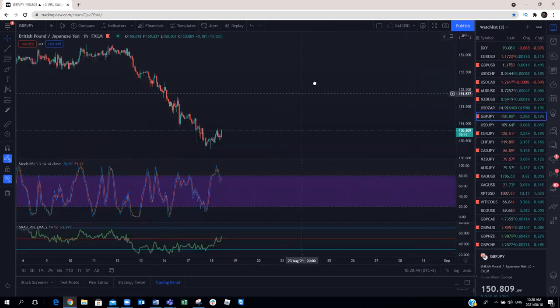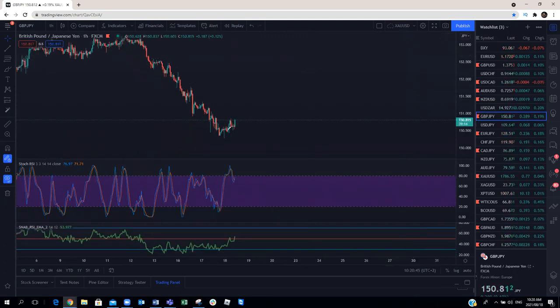Pound yen. Now, pound yen, this will be a pullback. We could get a deeper one here, but that should still continue to the downside. As far as the 1 hour is concerned, we are here. We can get this continuation to the downside. Let's have a look at the bigger structure here on pound yen.